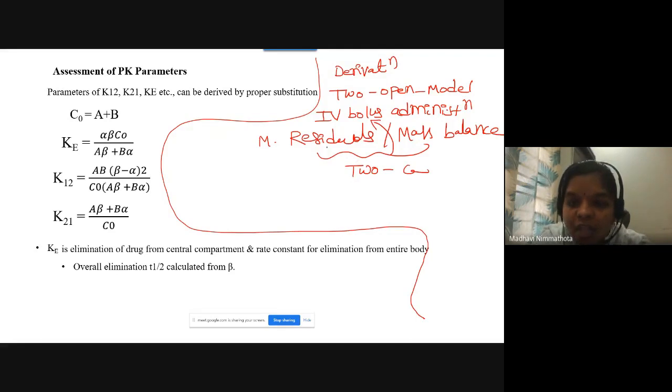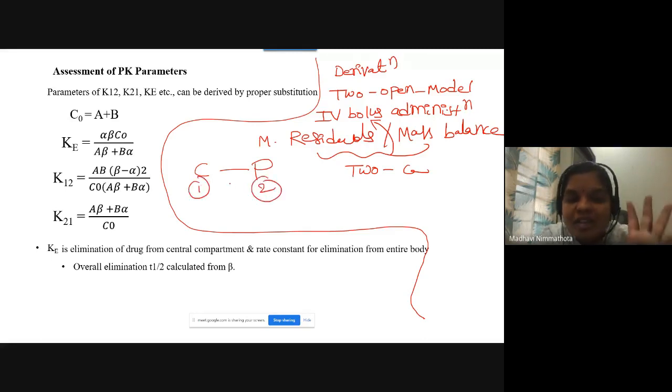So after deriving all these things, we need to assess the PK parameters if our drug follows the two compartmental open model when the drug has been given through IV bolus administration. So the next one is assessment of PK parameters: the parameters K21, K12 and Ke. Here we are talking only about the drug disposition parameters, which will be transported between the two compartments.